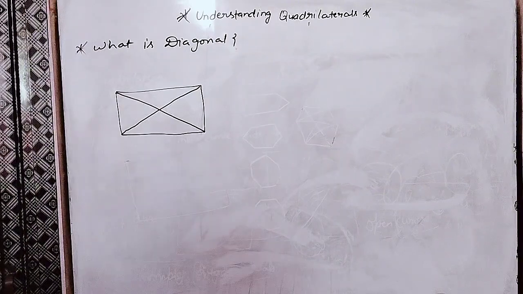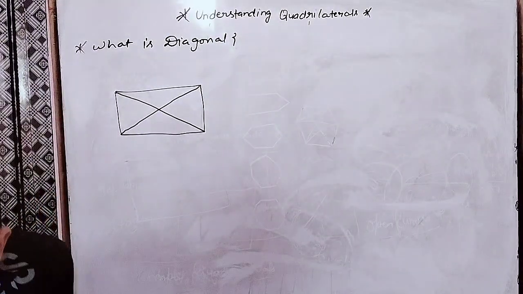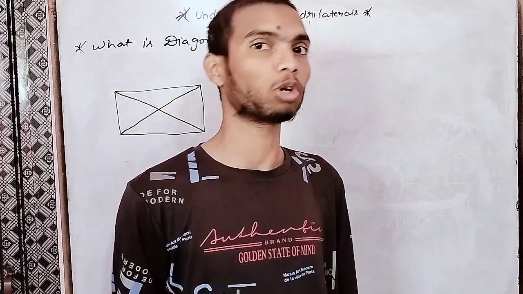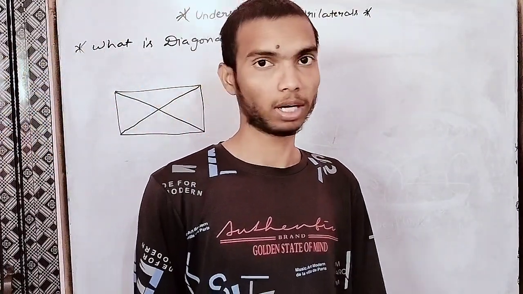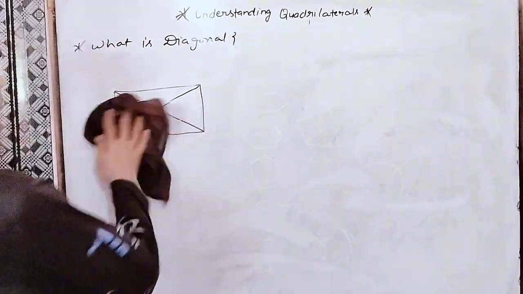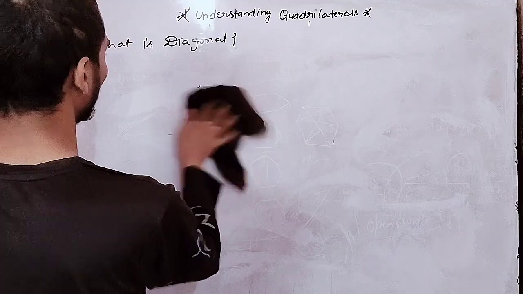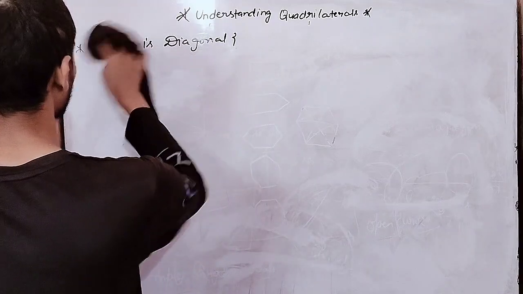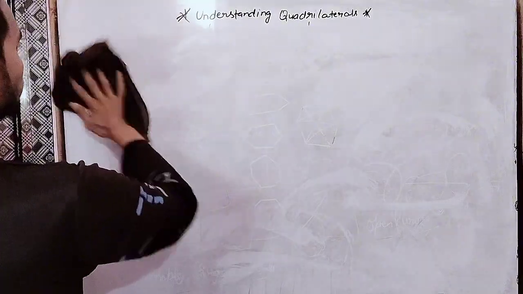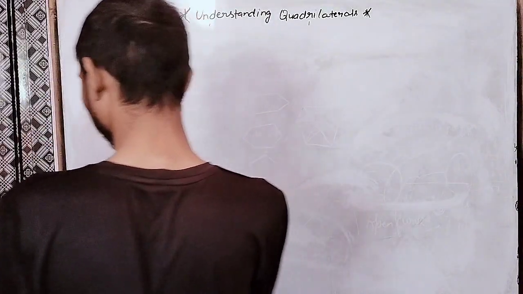Now let's understand regular and irregular polygons. Regular and irregular polygons are so important to understand. Why? Let's see. Regular and irregular polygons, and what is the difference between them? Let me write a definition of regular.